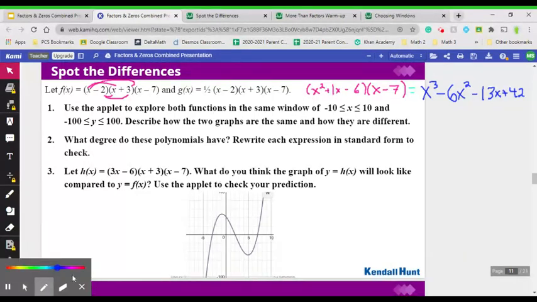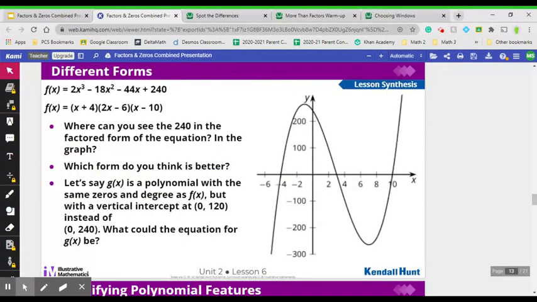And the other g of x function, since that has that 1/2 on the front, we basically could think of it as this whole answer being multiplied by 1/2. And then you would just multiply across by 1/2. The degree itself would be the same, and that's why they have so many similarities in their graphs in general. So that wraps up our spot the differences part of this lesson. So we can move forward.